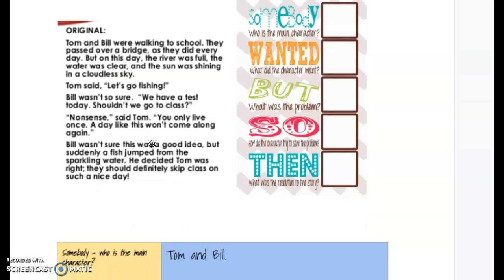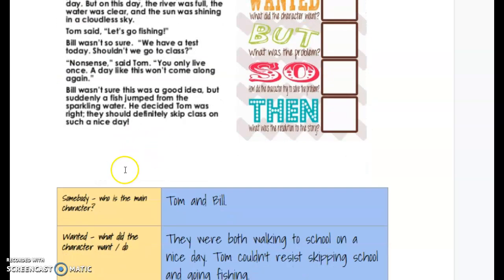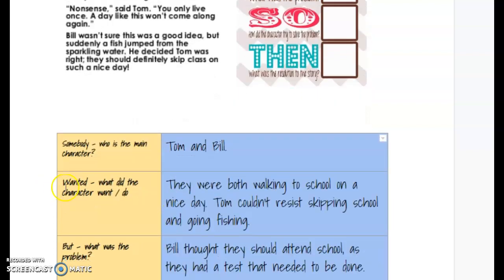All right, as I scroll down, I've inserted the exact same table that you have on your next slide. So when I'm summarizing this text above, it says somebody. Who are the main characters? Now, there are only 2 characters in this text. It's Tom and Bill. That is all I need to write for that section. You don't need to add any extra words in because that's answering the question in the most condensed version or summary that's possible. Okay, we're going to move on to the wanted. What did the character or characters want to do? So they were both walking to school on a nice day. Tom couldn't resist skipping school and going fishing.